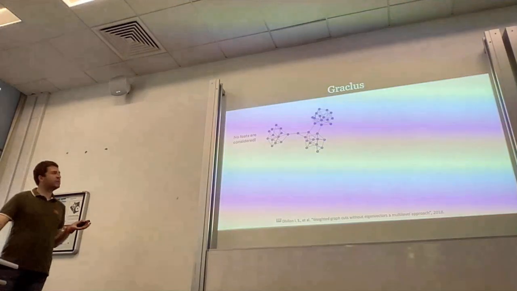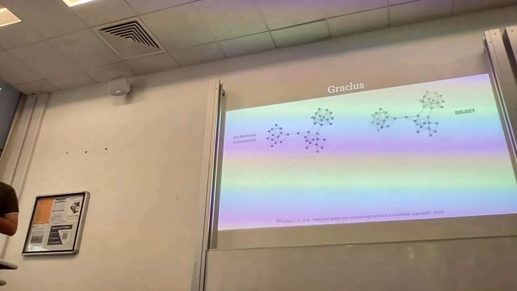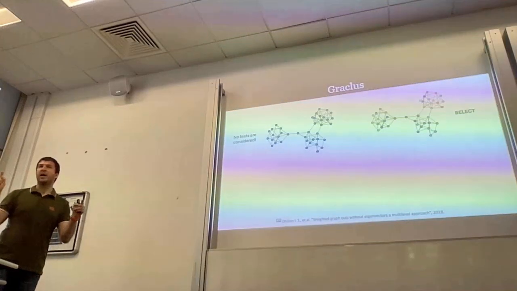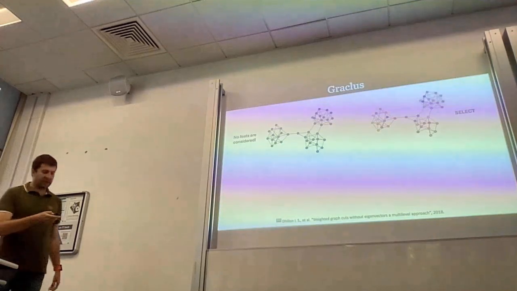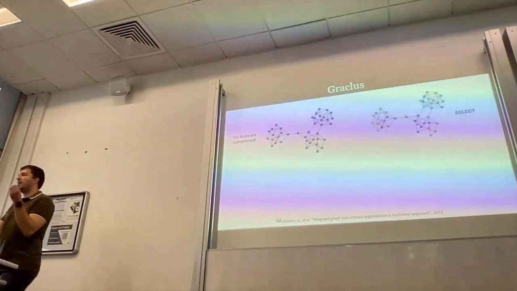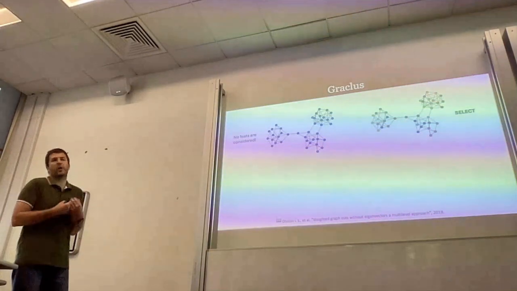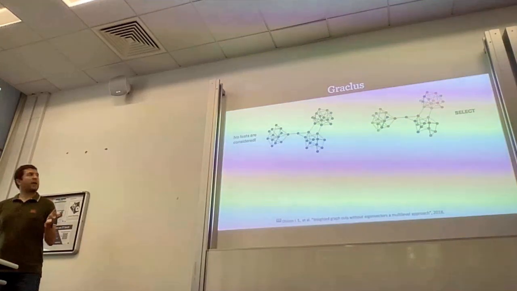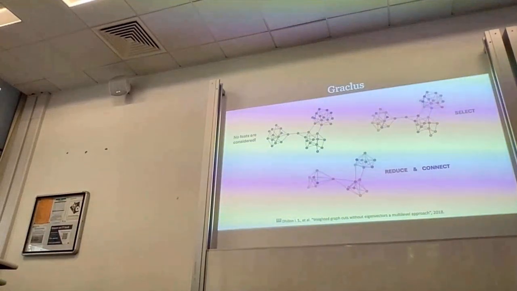Okay, so the first method is Graclus, and the select operation in Graclus tries to find pairs of nodes which are as connected as possible on the graph. So for example, these two orange nodes will end up together. They will be colored in the same way because they are the closest from a topological point of view on the graph. Okay, once we have done the select, the reduce and connect are quite straightforward.